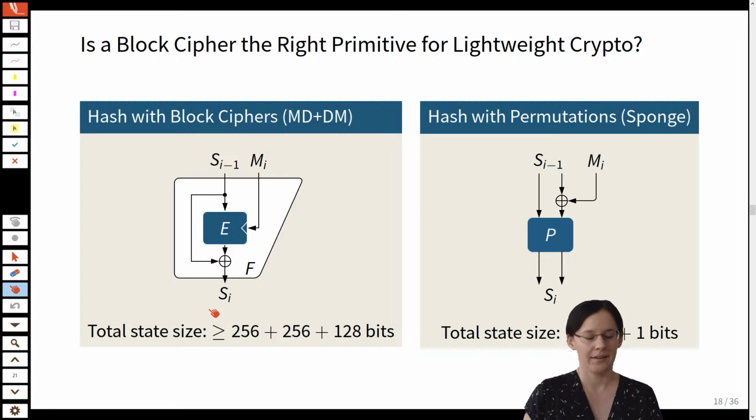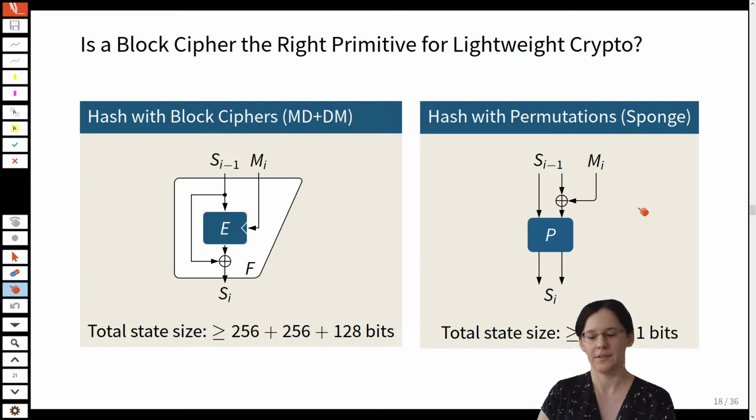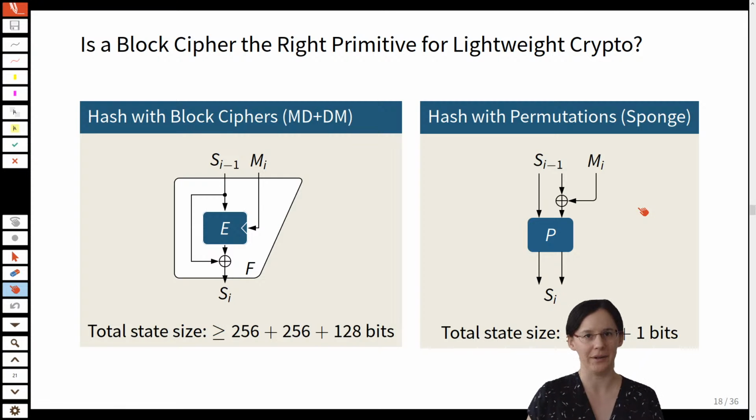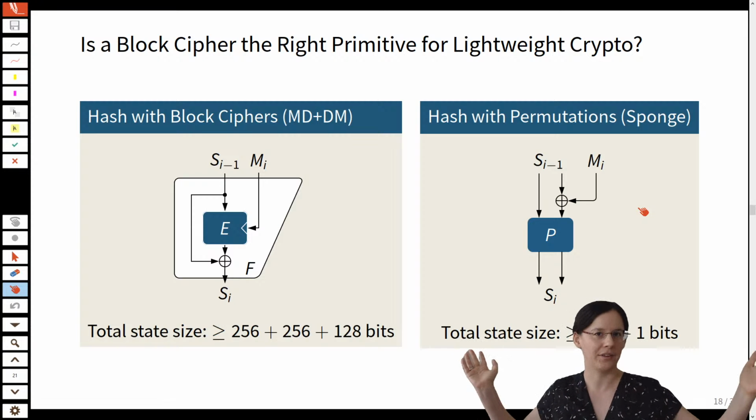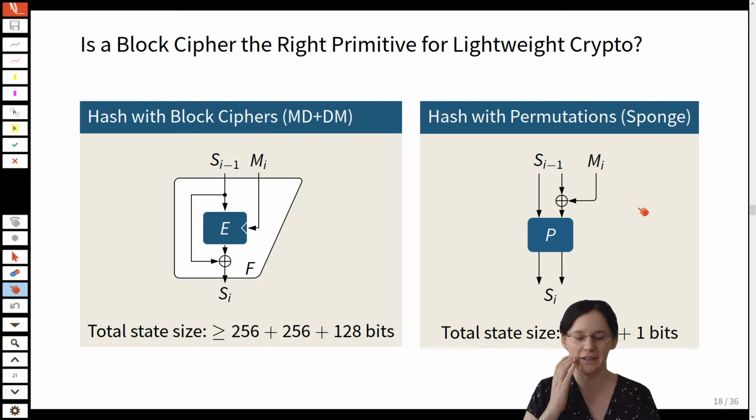And actually, this can be done a lot cheaper when you use different building blocks. And one of these approaches is the sponge construction that was introduced with SHA-3, the SHA-3 hash function. Now, SHA-3 is absolutely not lightweight. It has a huge state of 1,600 bits, so it's definitely very, very large. It has a very high throughput.